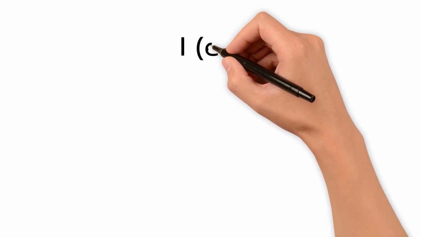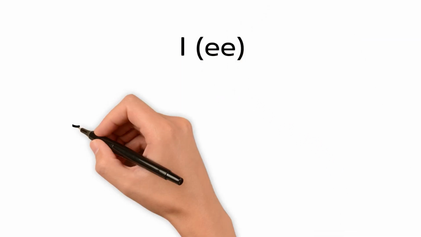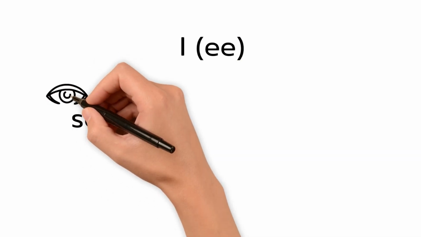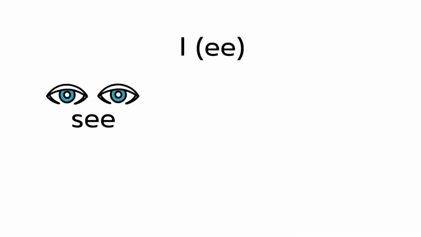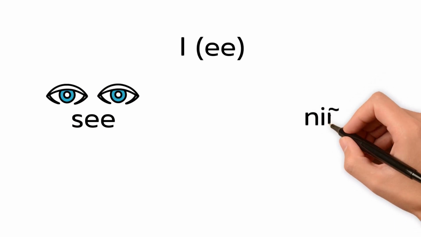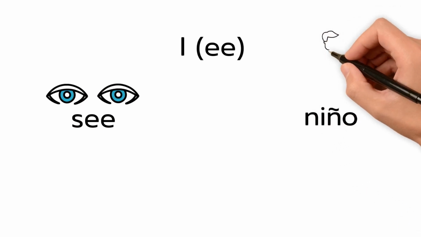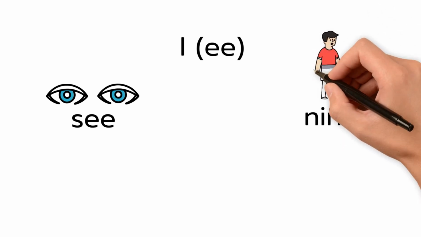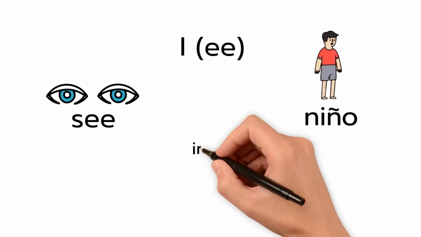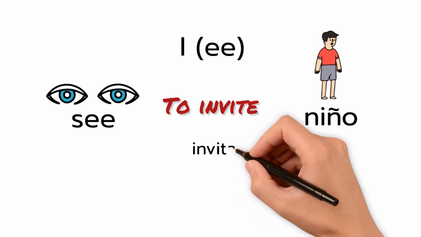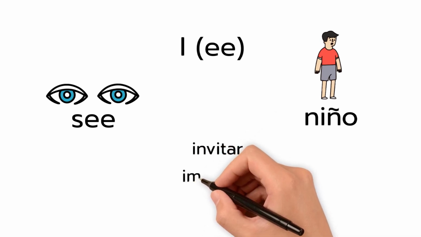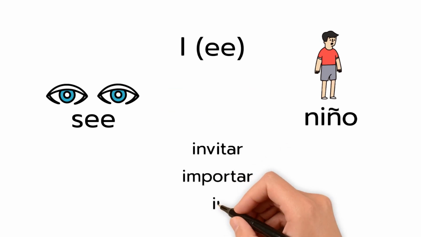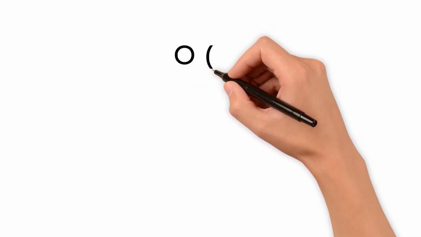Moving on, the Spanish I, which is pronounced E, similar to the double E you see in the word see. That is the Spanish I. You hear it in the word niño. And Spanish verbs that start with the Spanish I. Invitar, to invite. Importar, which means to be important. And the word ir, to go.